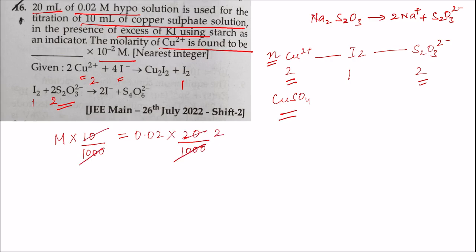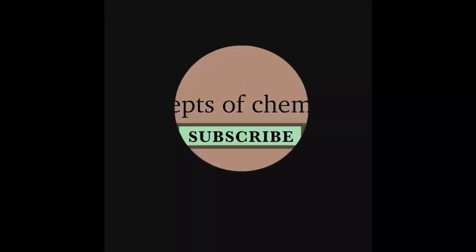So molarity of the copper sulfate solution is 0.04 moles per liter, or it can also be written as 4 into 10 to the power minus 2 moles per liter, which is denoted by M. So here the answer will be 4, and molarity of copper sulfate will be 4 into 10 to the power minus 2.